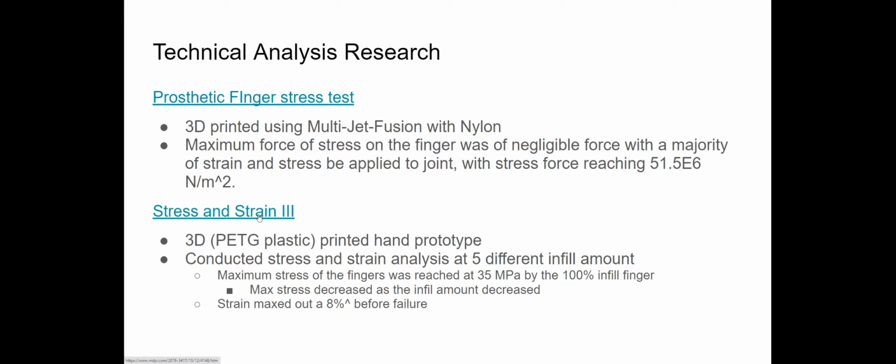So for stress and strain here, there was a 3D printed hand at one point in time that was similar to the finger that we were trying to design. And they did a stress strain study of pulling the finger, pushing it, and where in the different linkages was the most force applied, and where it was most likely to fail. And through that study, you could see that it was maxing out around 8% before the failure point of the plastic that was used in it.